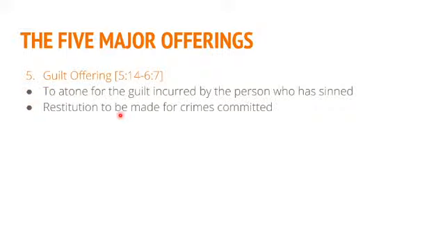So restitution had to be made for the crimes that they did. When they did something wrong against somebody else, broke some covenant that they were supposed to keep, or anything like that, or they made a vow to God and ended up breaking it unintentionally or whatever it is, the guilt that they incurred for doing that, this guilt offering was to deal with that.